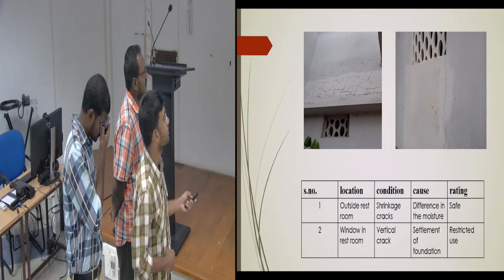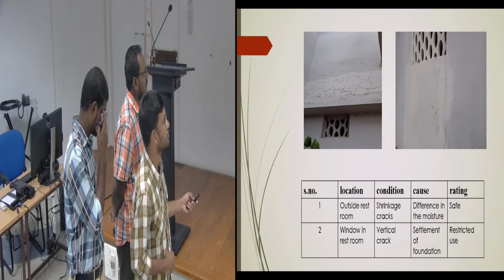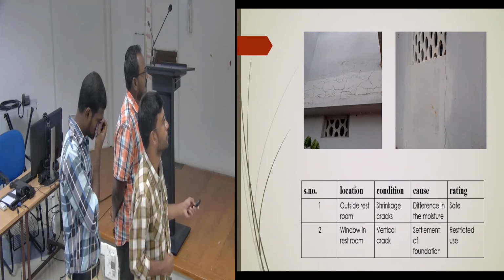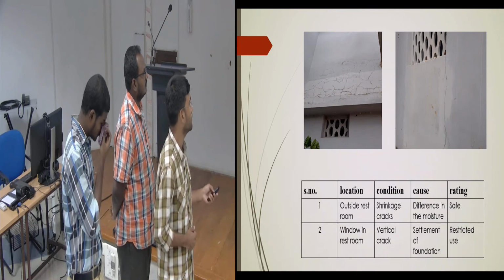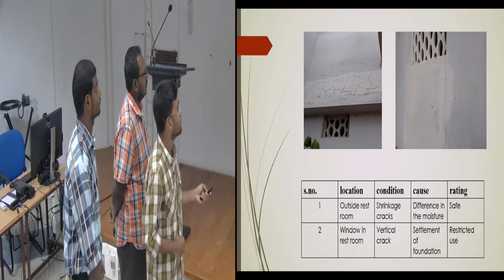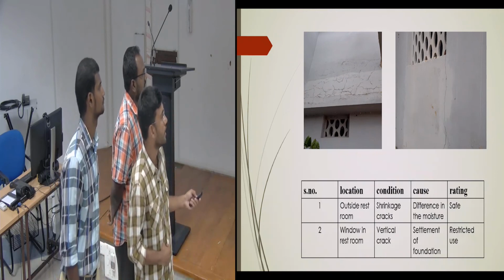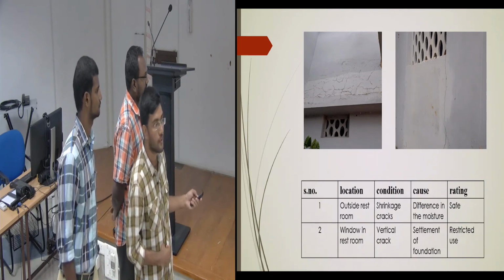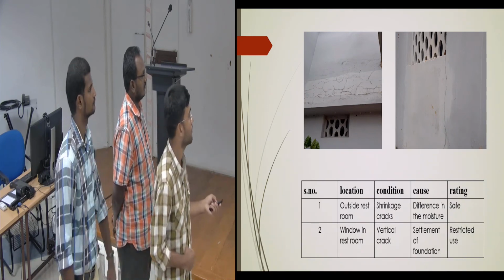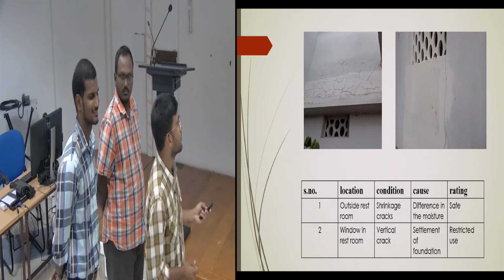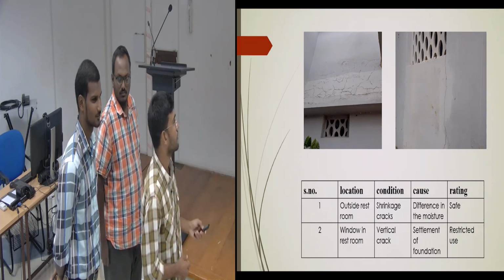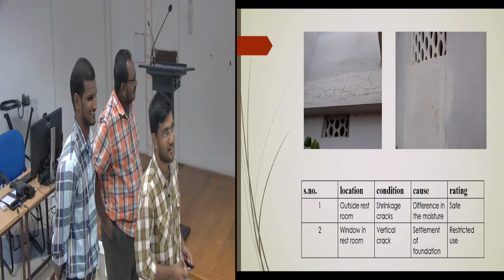Another one is this window in that restroom. There is a vertical crack below this, going up to the foundation, and the cause can be settlement of foundation. I think settlement of foundation is my opinion. What about the other side, the interior portion?